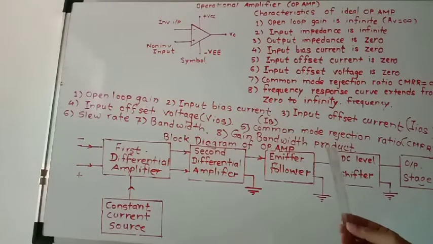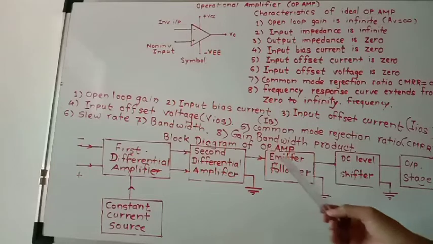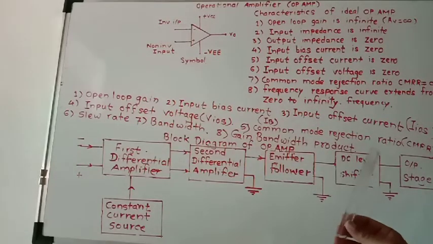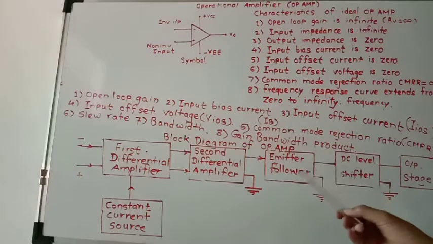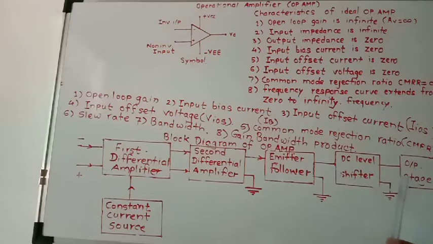This is because it has very high input impedance, and thus it prevents overloading. Then the next stage is a DC level shifter.